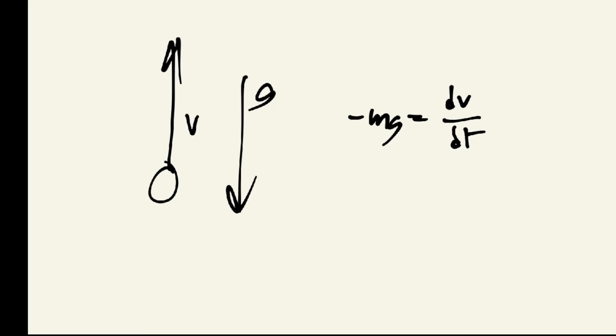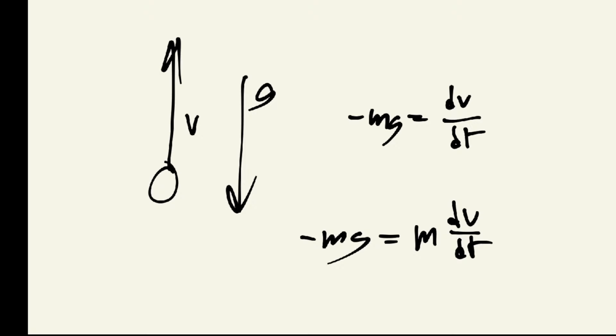What did I write here? I wrote negative mg, that's the force, equals, what? No, sorry. This is the, ma equals, why did I write that it equals dv over dt in my notes? That's just not true. There's supposed to be an m there. Yeah, okay, so m dv over dt. That was weird. And so the m's would cancel.